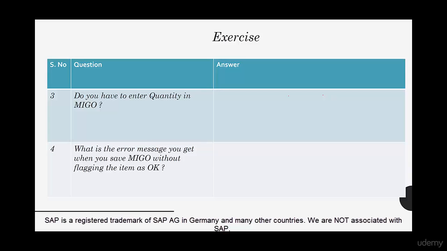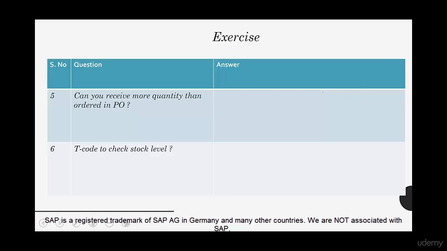Try it out. Number 4, what is the error message you get when you save MIGO without flagging the item as OK? Number 5, can you receive more quantity than ordered in the PO? Meaning, if we have ordered for a quantity of 150, can we receive 160 when the vendor just sends it over? Number 6, what's the transaction code to check the stock level?